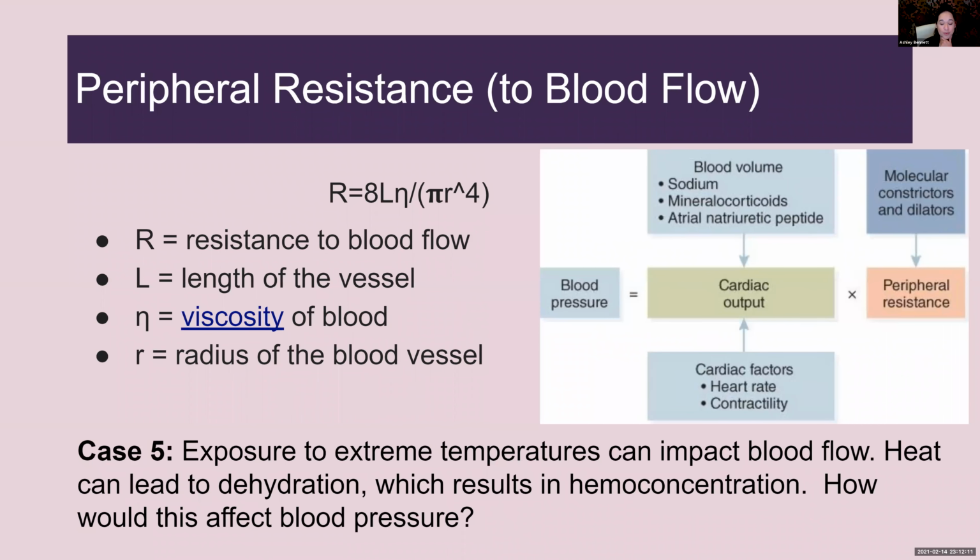Okay, so peripheral resistance is a little bit trickier because this equation looks a little scarier, right? But it's not. So peripheral resistance is basically the resistance to blood flow. What does that depend on? Well, 8 times the length of the vessel times the viscosity of blood over pi radius to the 4th.